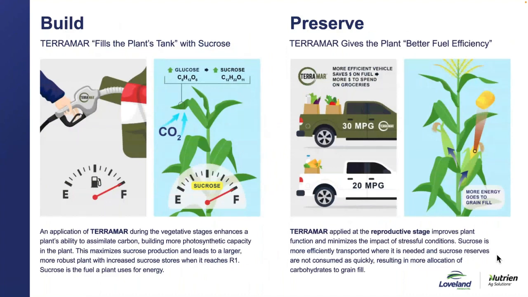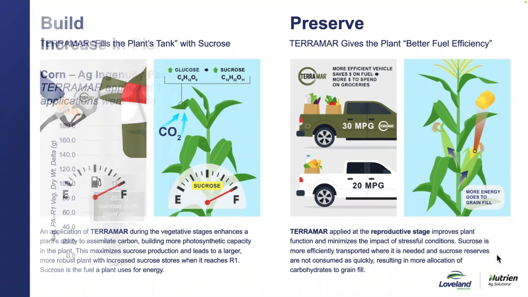So just to give a graphic illustration of what that looks like, the build phase, just think of your gas tank. We want to fill that gas tank. And again, here we're talking about photosynthetic capacity to create more sucrose. And then we want to preserve that by getting that to finish yield components. And basically that talks about efficiency. How much more efficient are the plants with Terramar than without? And you can see there, are we getting more miles per gallon with the Terramar versus without?